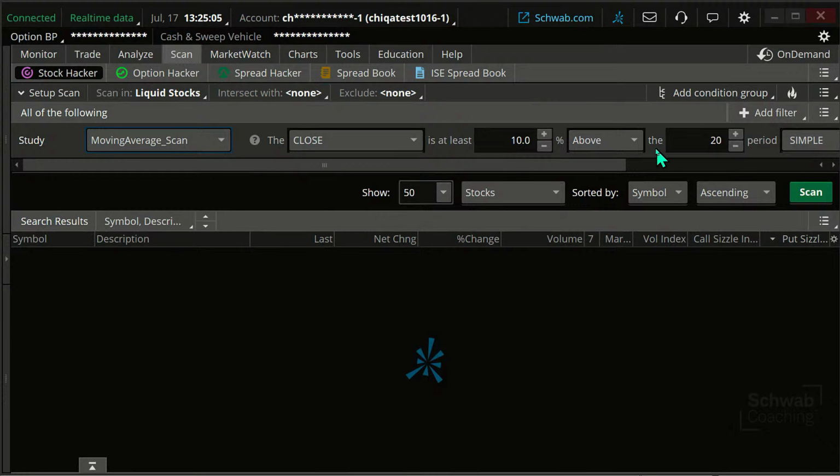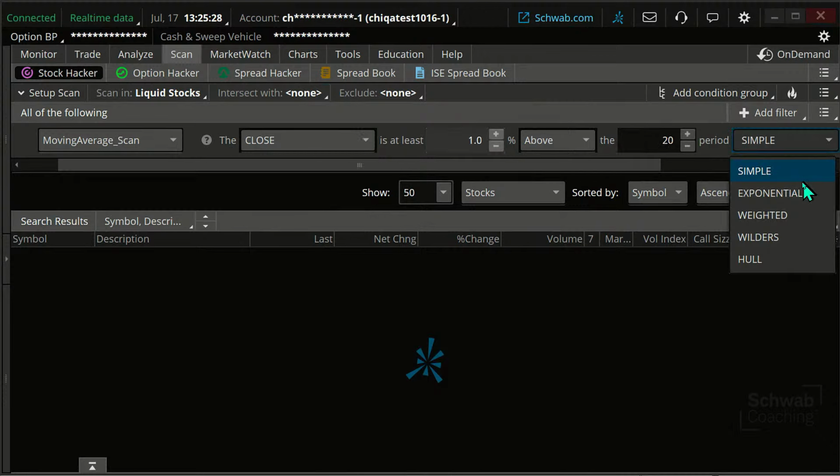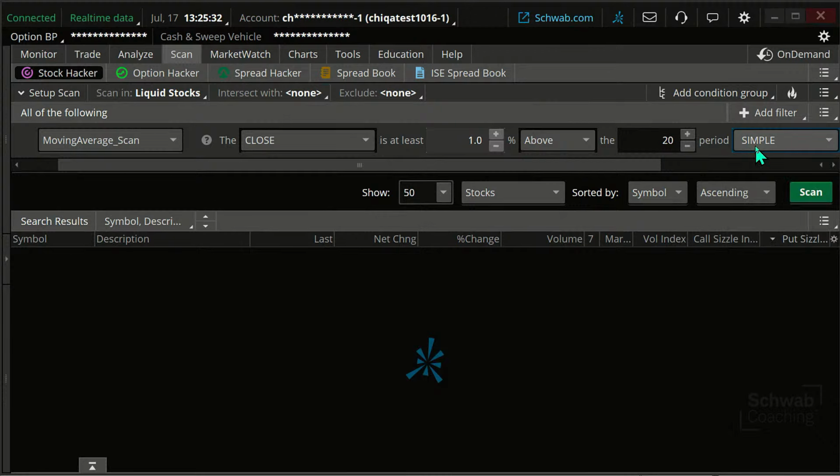Okay, let's tweak that a little bit. I don't really care about whether, it doesn't need to be 10% above the 20-day moving average. I just want 1% above that moving average. Okay, so let me put 1 in there, which is 1% above that 20-day move. And here's simple moving average. If I want to change that, I can just click on simple and change it to exponential or Hull or Wilders, whatever you want, okay? But I'm going to leave that simple.